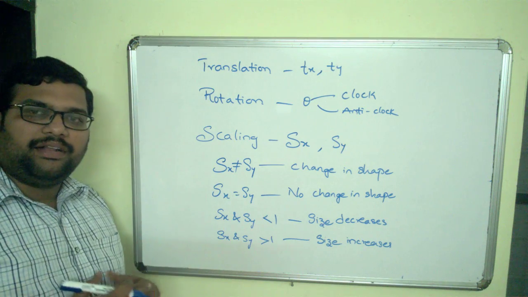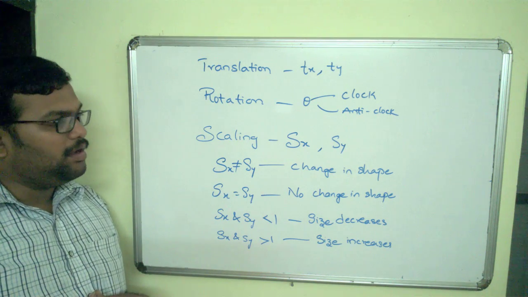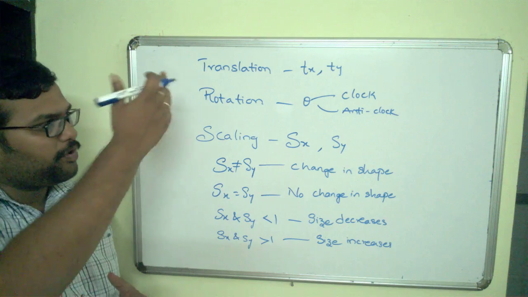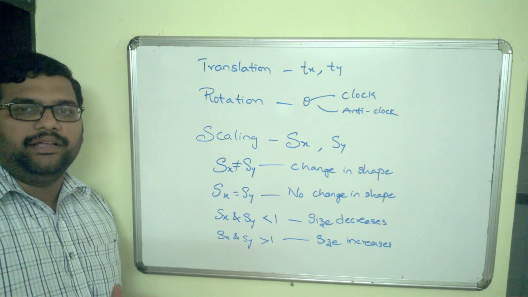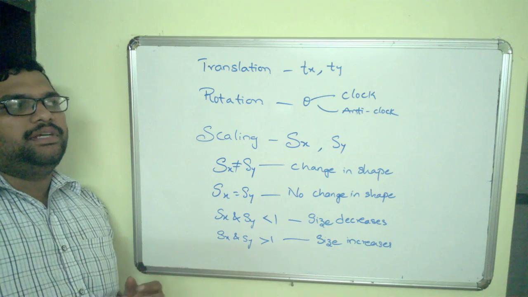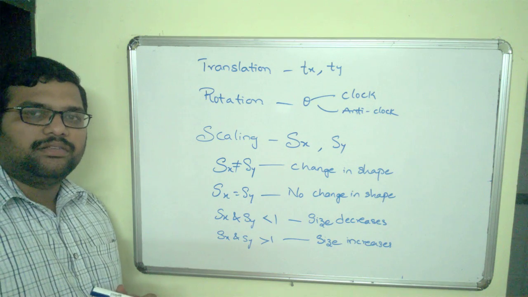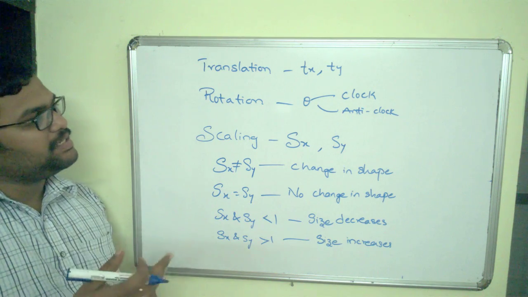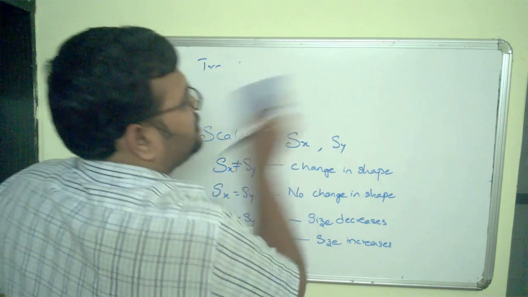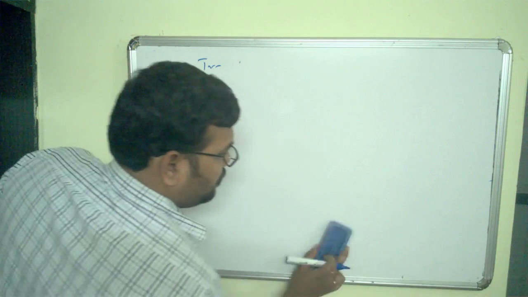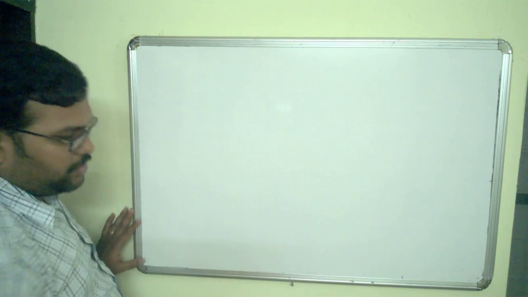Now let us take different examples for all these three transformation techniques: the translation, rotation, and scaling. As we have discussed in the previous session, we have derived formulas for translation, rotation, and scaling. Now let us take an example and we can solve that.